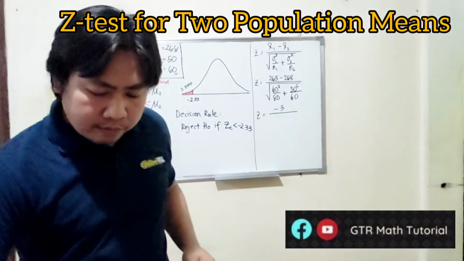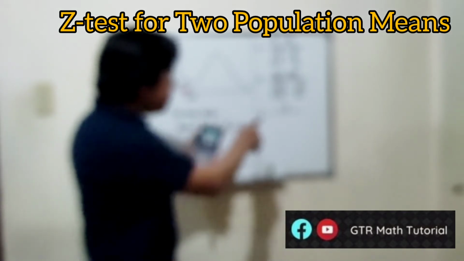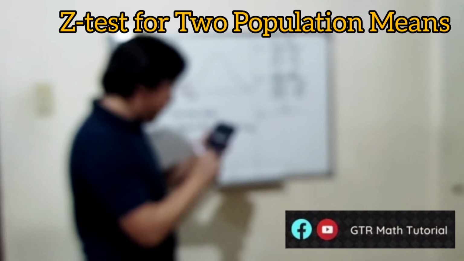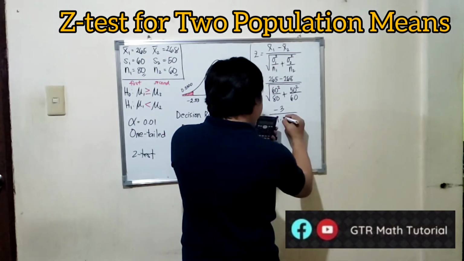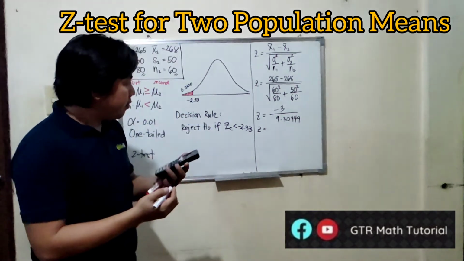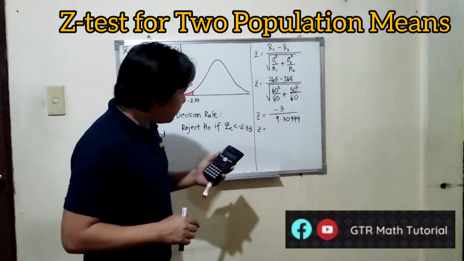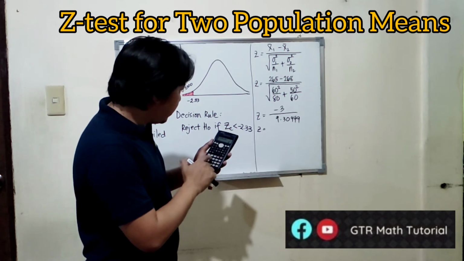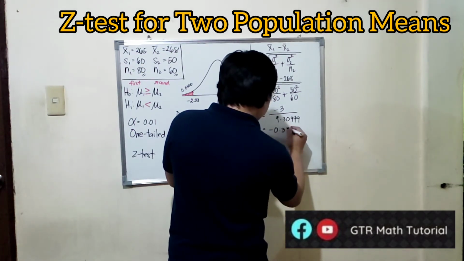For the denominator, type the square root, parenthesis, 60 squared divided by 80 plus 50 squared divided by 60, close parenthesis. That is equal to 9.30949. Then we divide: negative 3 divided by 9.30949 is equal to negative 0.32, rounded off.